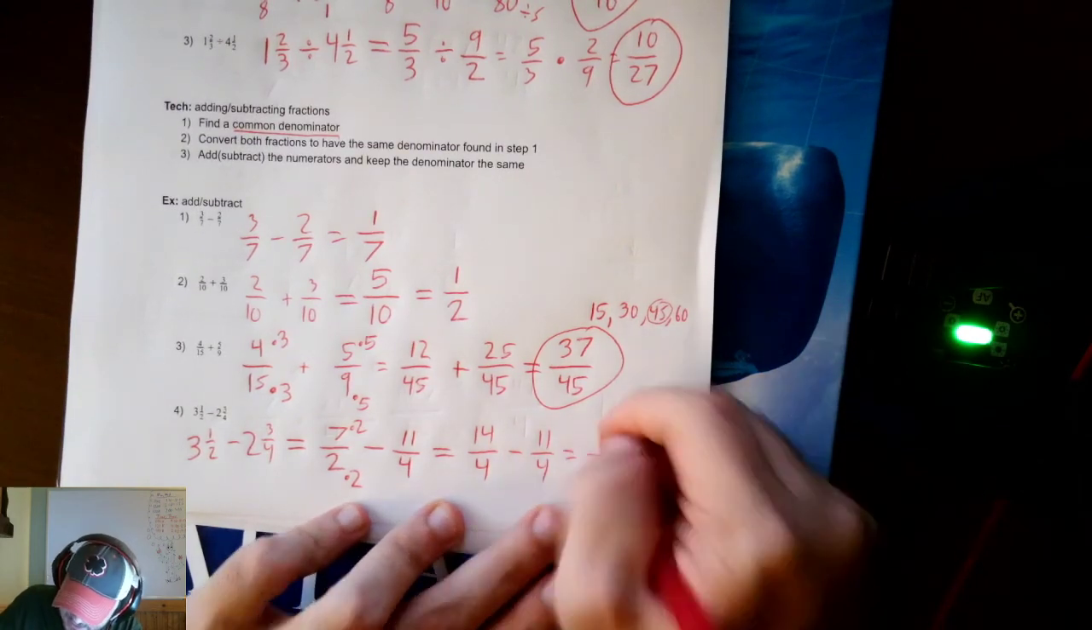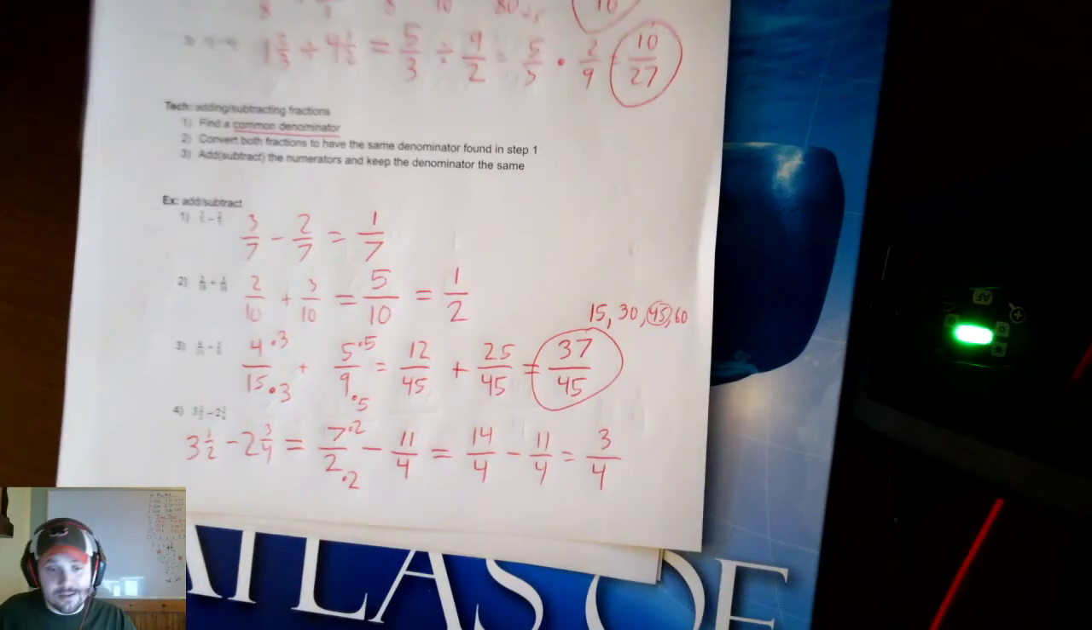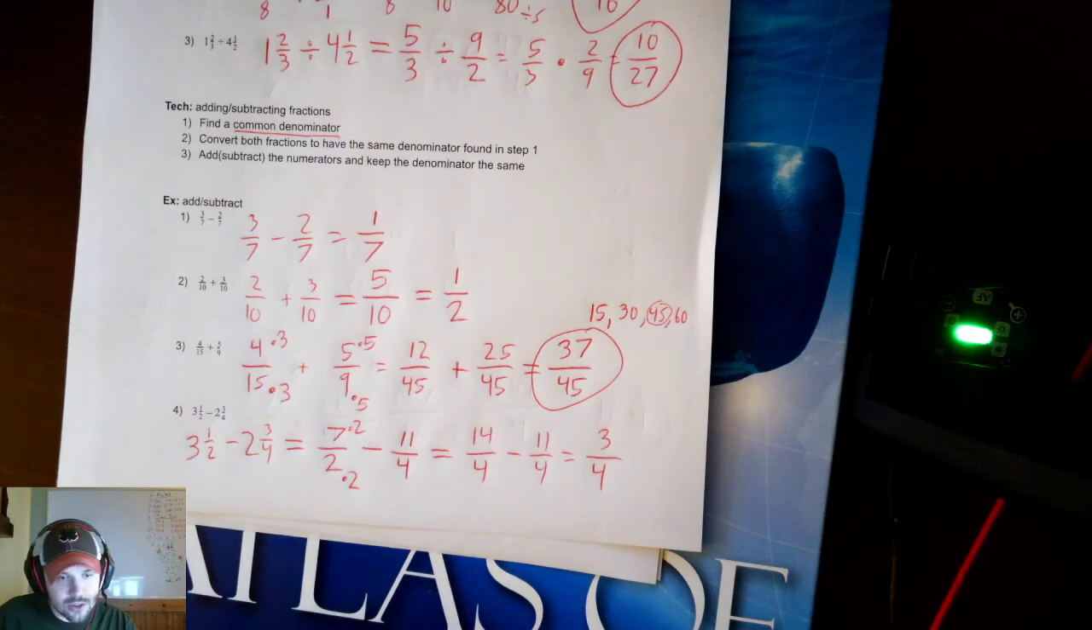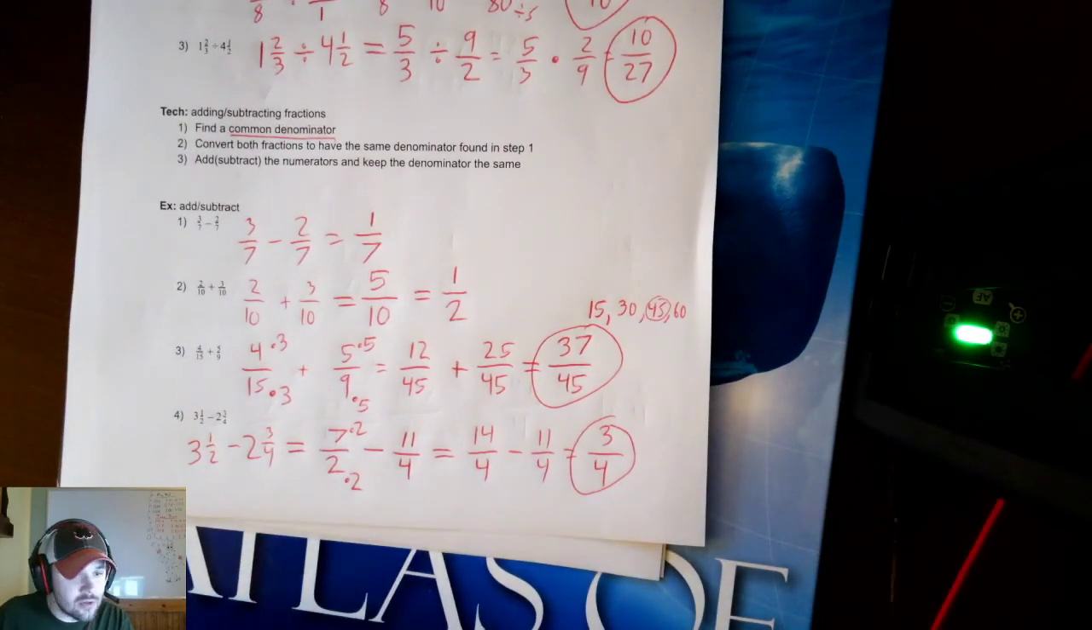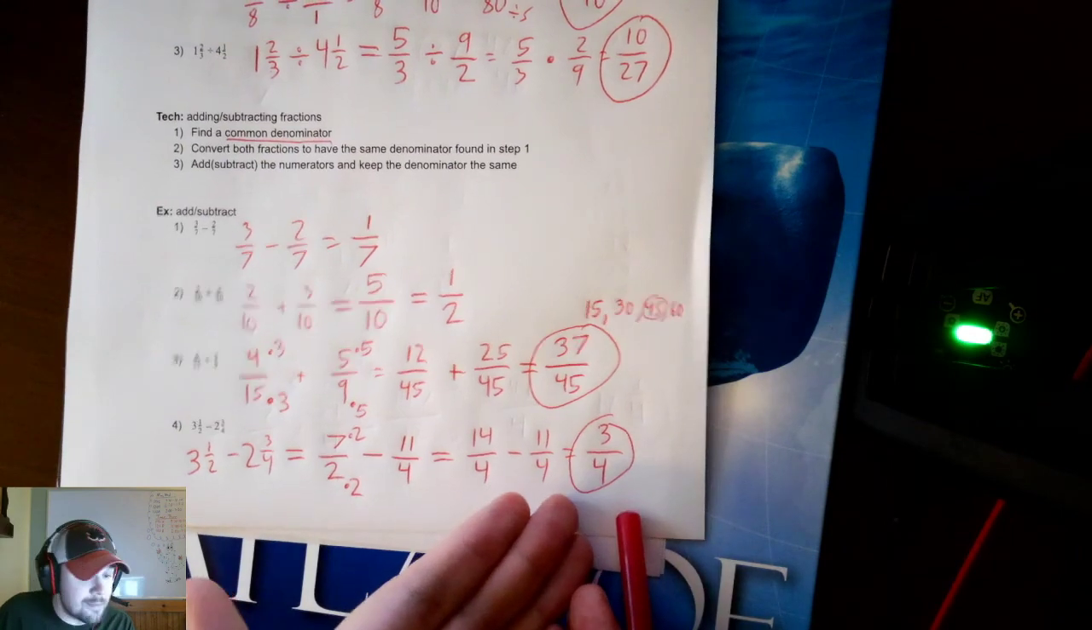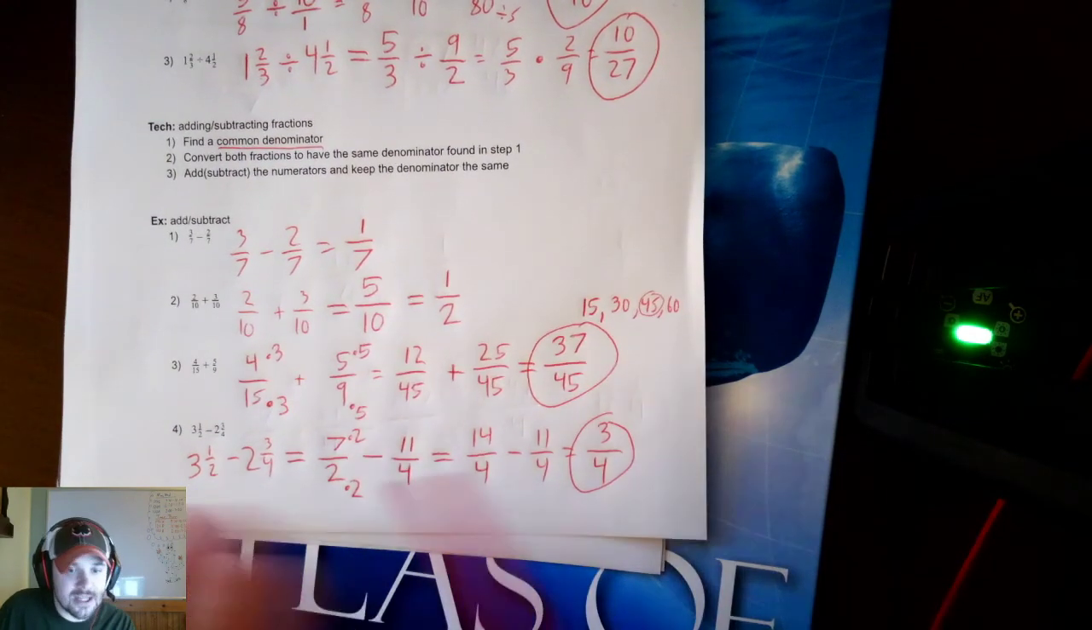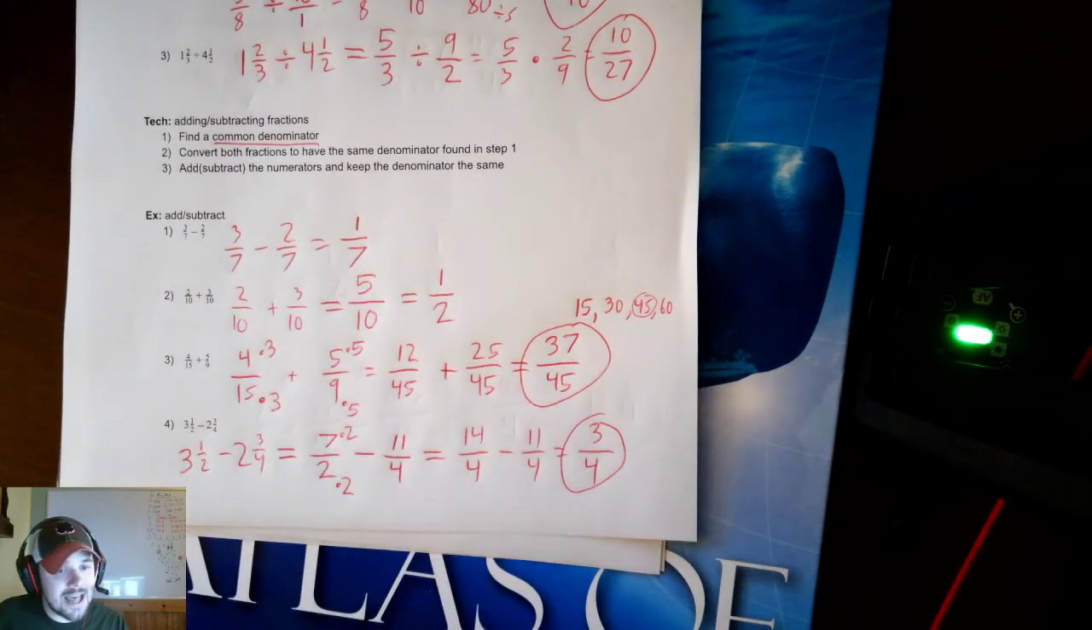14 minus 11 is 3. So I get 3/4 when I subtract those two numbers, which definitely doesn't reduce, right? 3 over 4 doesn't reduce. So I know I'm done. Notice my answer became a proper fraction. I started off with mixed numbers and got a proper fraction. That happens sometimes, right?